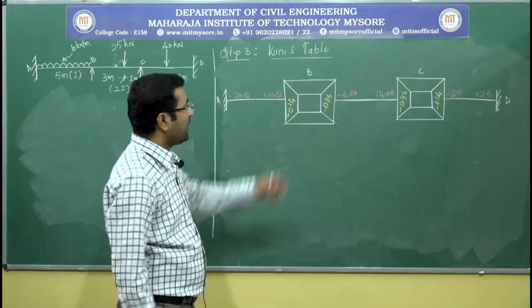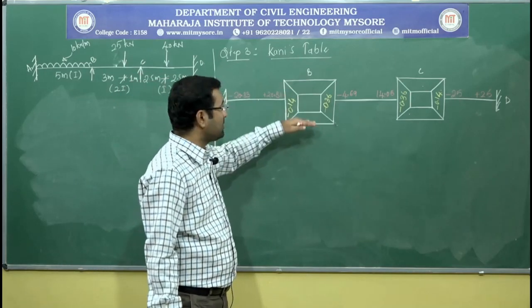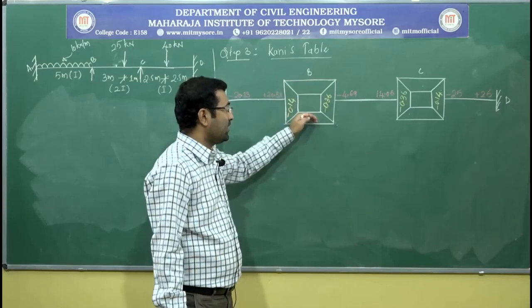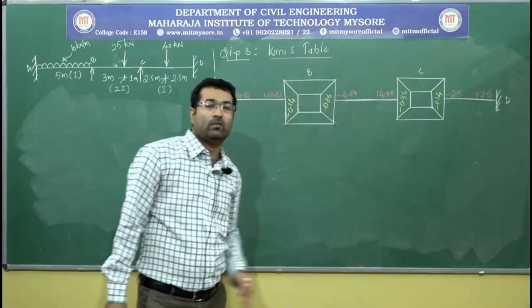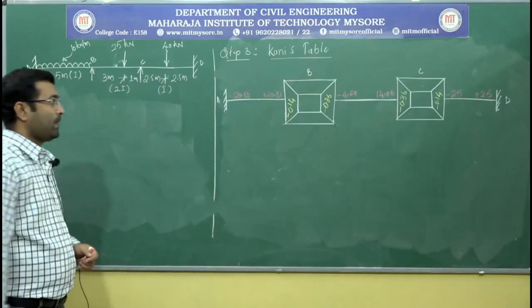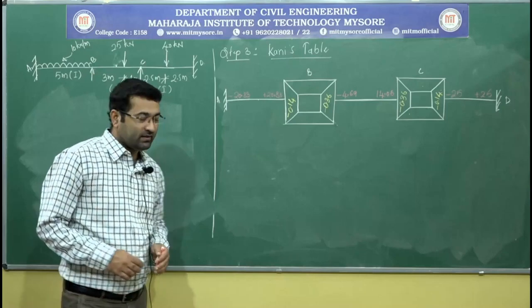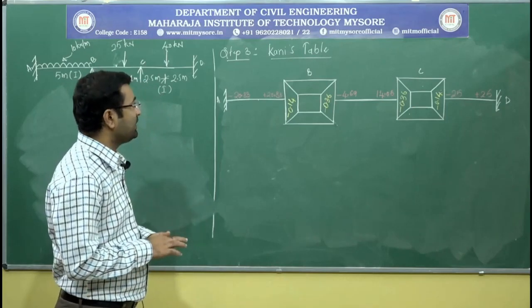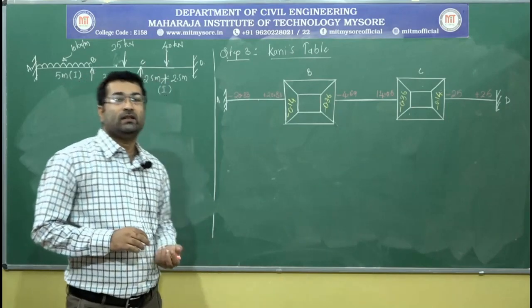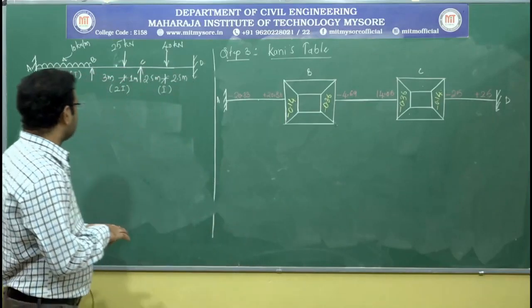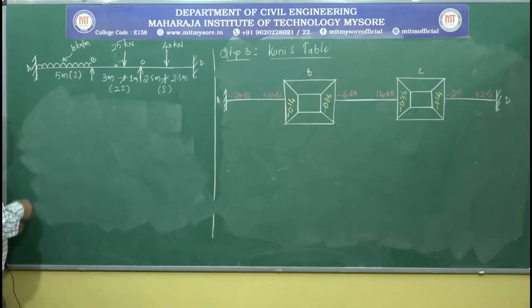So this is how we need to represent the rotation factors. If you have 3 members or 4 members, then the corresponding rotation factors have to be represented either below or above, depending upon how the frame is. Okay. So once we do this, the next step is we need to calculate the rotation contributions.